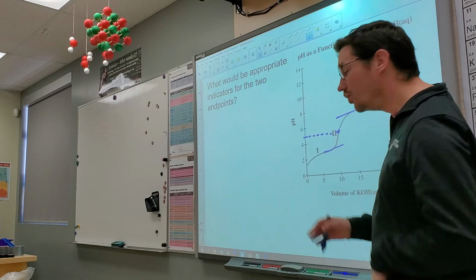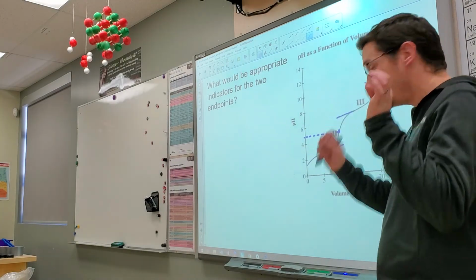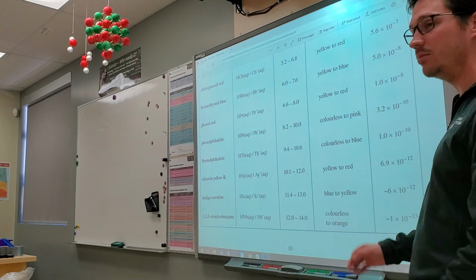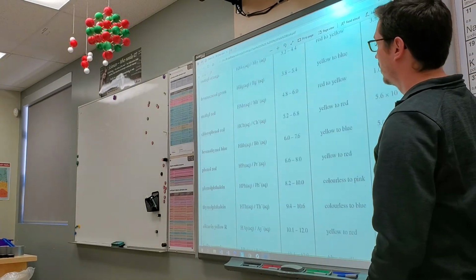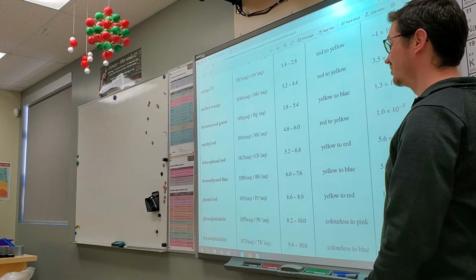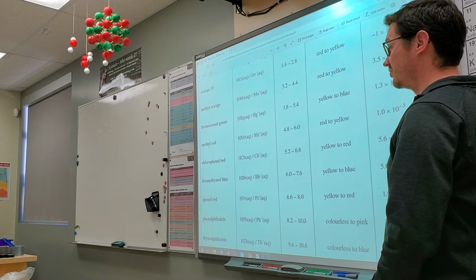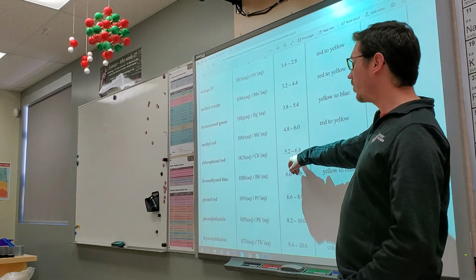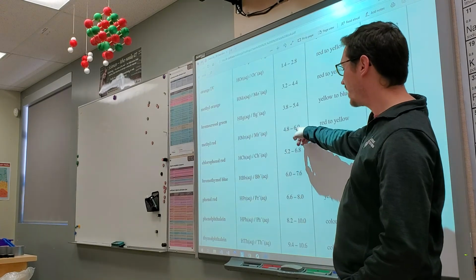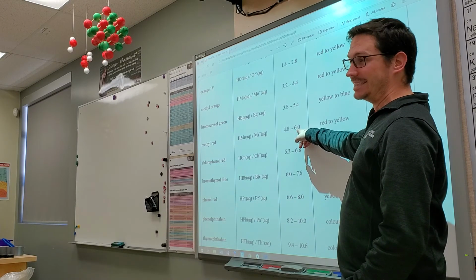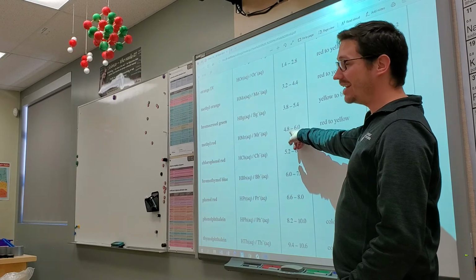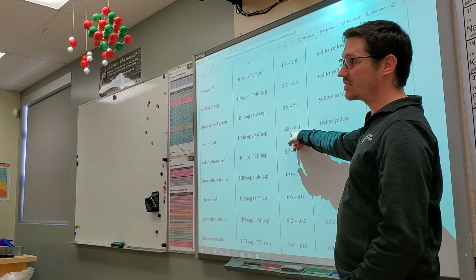It's just below 5, maybe, just barely below 5. So let's look for an indicator that will change just barely below 5. Okay, let's see. Would chlorophenol red work? No, because barely below 5 is too low, right? Would methyl red work? Pretty tight. I said barely below 5, so 4.9. 4.9 is in this range. So yeah, it's not wrong.